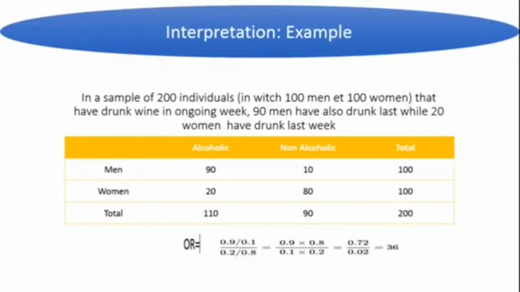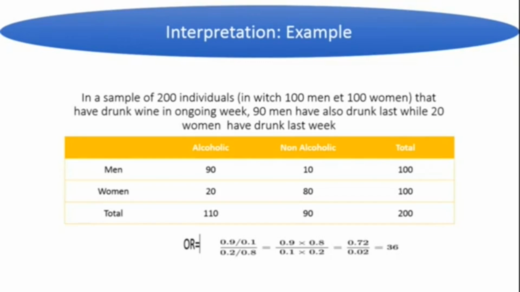So let's take an example to illustrate in practice how to use the odds ratio to interpret a risk factor. We have a sample of 200 individuals, in which we have 100 men and 100 women that have drunk wine in the ongoing week. We define our main variable, alcoholism: you are alcoholic if you have drunk in this week and also drunk in the previous week. Every person that we have selected has drunk in the ongoing week, and persons that didn't drink in the previous week are supposed to be non-alcoholic. That is how we have defined our variable alcoholism.